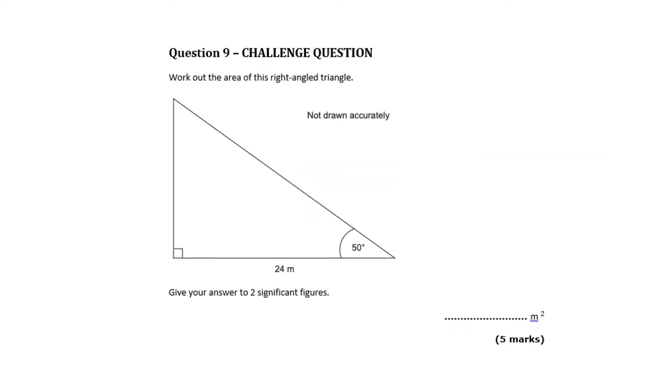Question 9. This was an extension task. Very well done if you had a go. So firstly, a reminder that to find the area of a triangle, we need the formula half times base times height, in particular the perpendicular height. Now in this question, we've got the base. We don't know the perpendicular height. We're going to need to find that out. We do have this angle here. That's going to help us. We're going to use trigonometry.